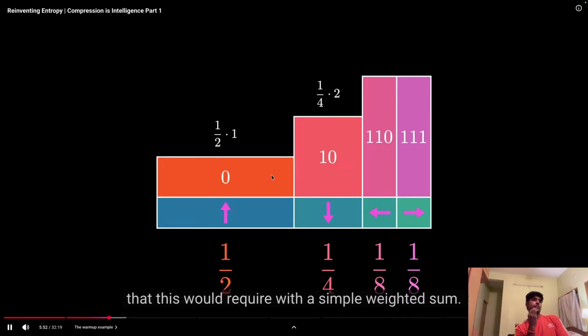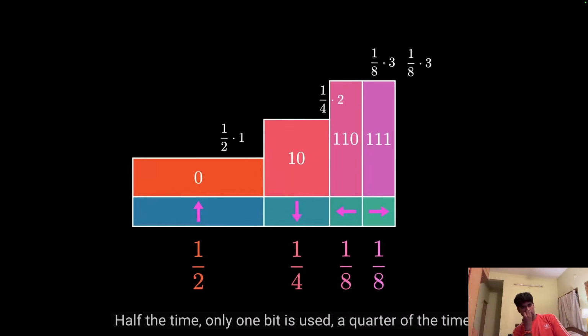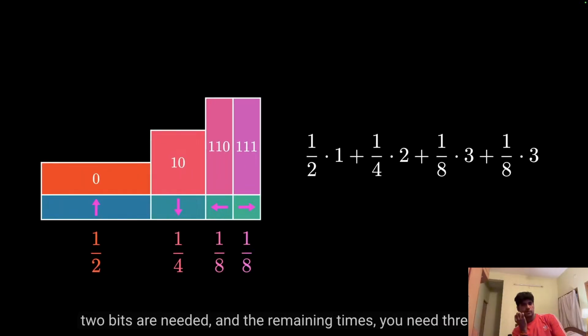Instruction that this would require with a simple weighted sum. Half the time, only 1 bit is used, a quarter of the time, 2 bits are needed, and the remaining times, you need 3 bits.